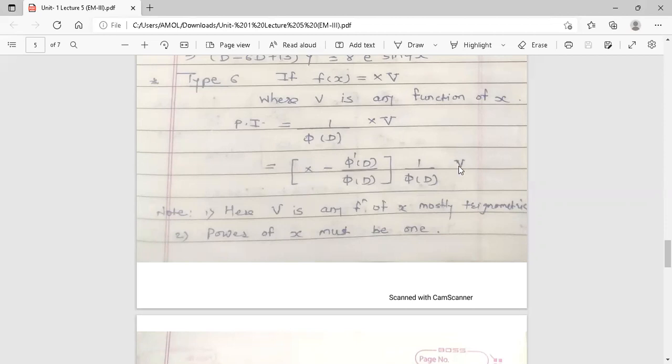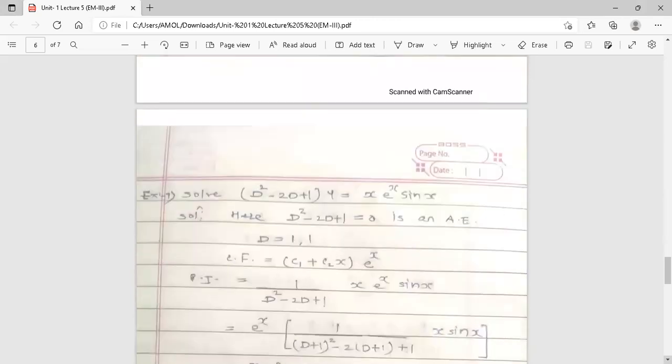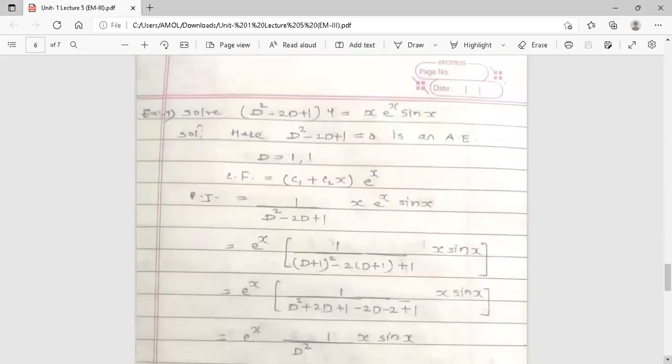Now there is a note. The first point is that here v is any function of x, mostly it is a trigonometric function, and second is that the power of x must be 1 here, and then we can use this case 6, x into v. This is the formula of case 6 and the two remarks are there. Now the example of case 6 is here.